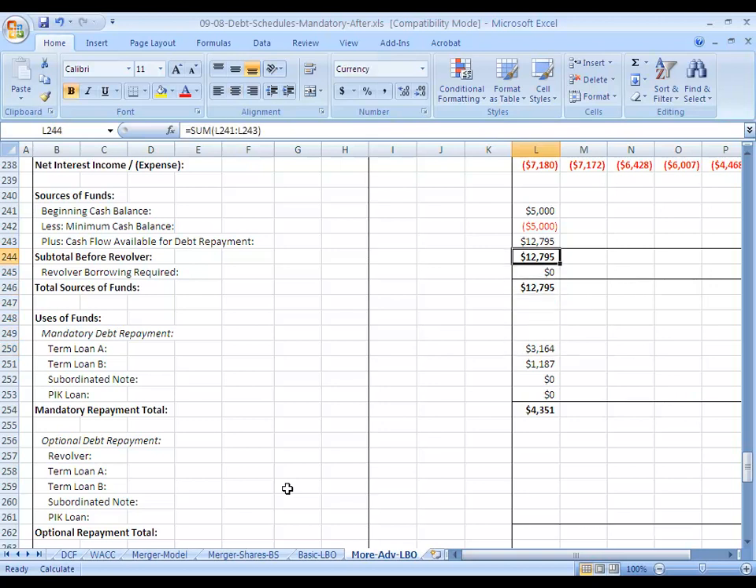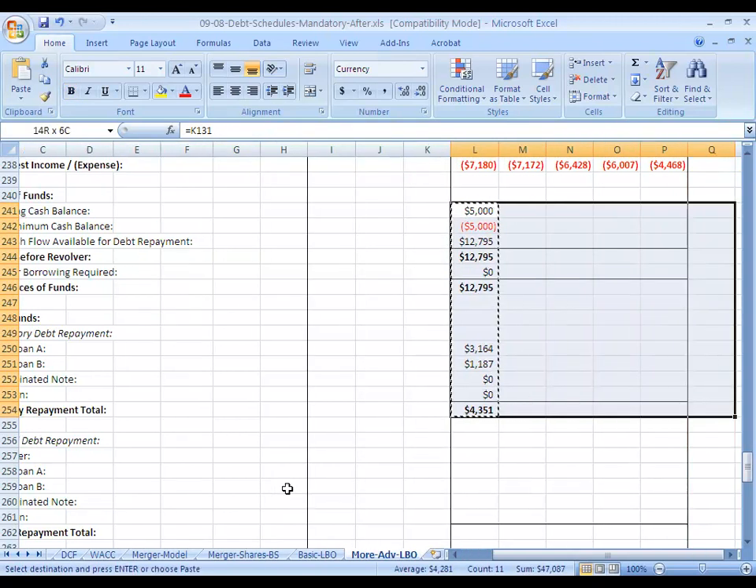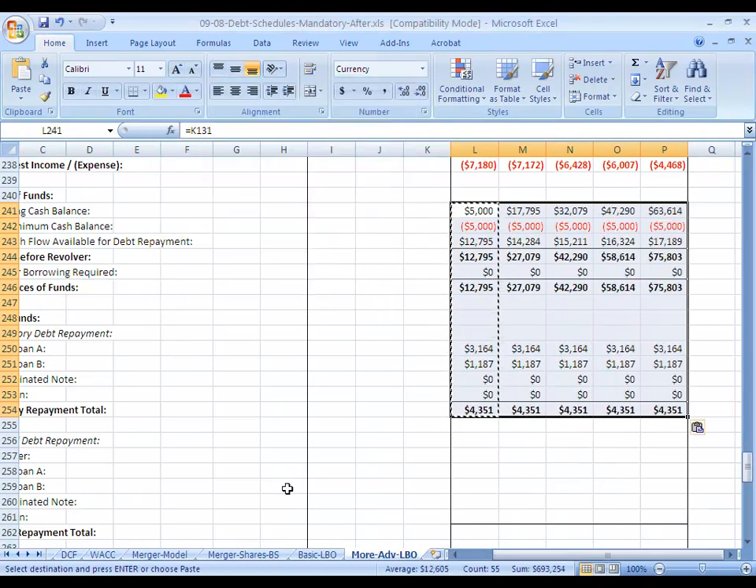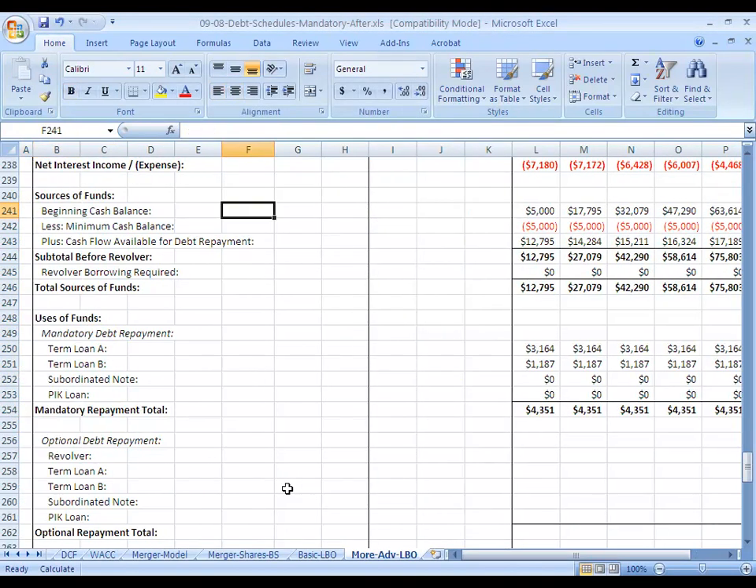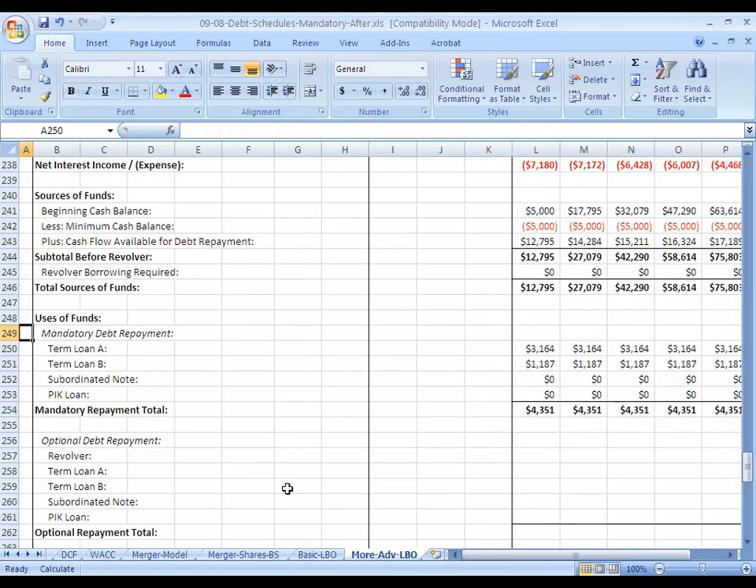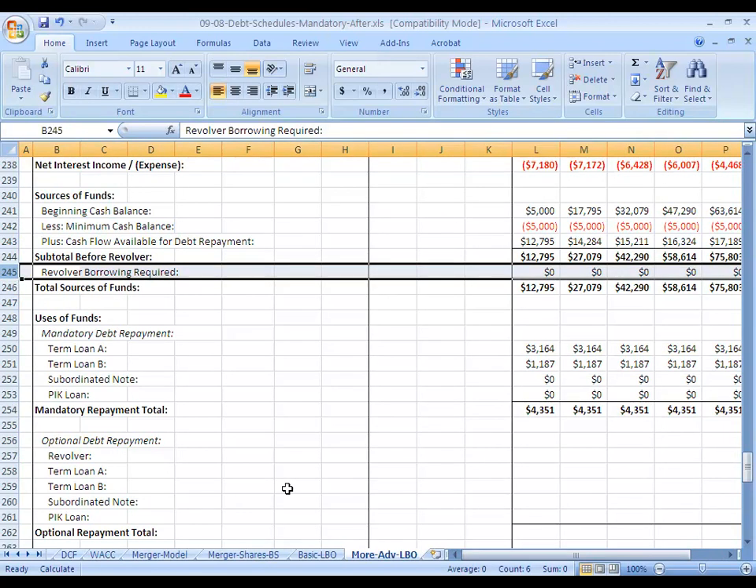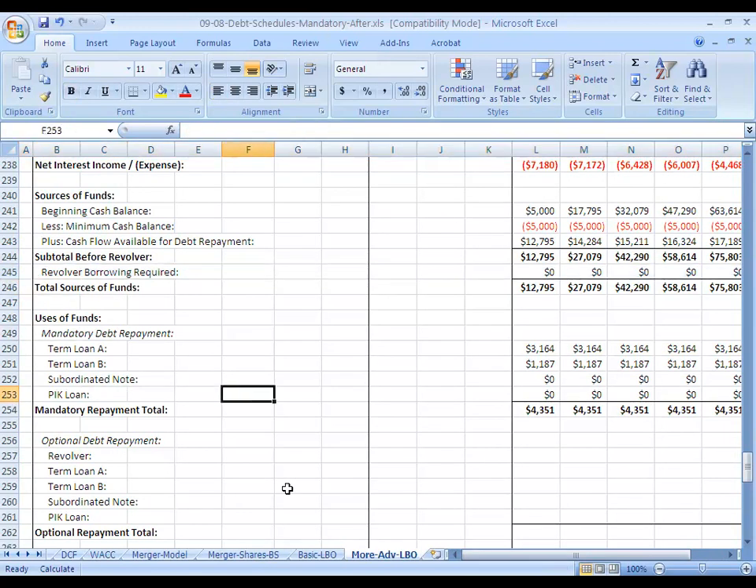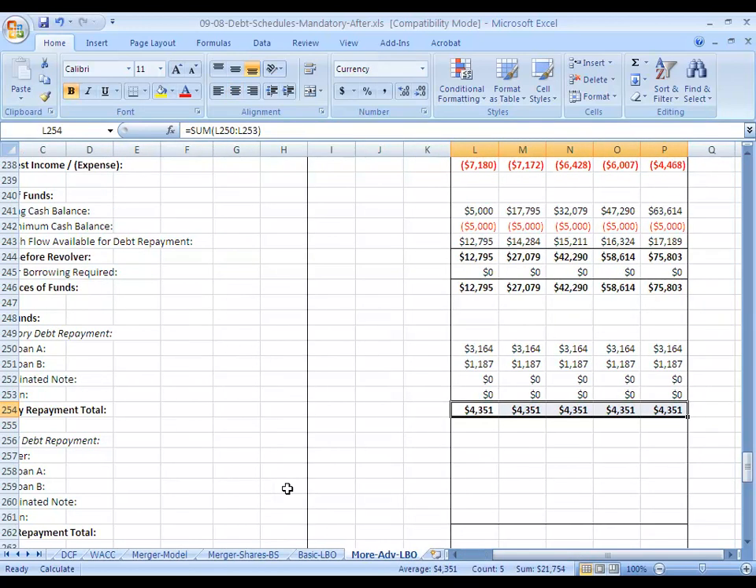But with that in place, we can now copy all these formulas across. And so we have our mandatory repayment each year being pretty much the same going all the way across. Once again, this is primarily because we have not yet taken into account the changes on the balance sheet and elsewhere in the model. So once we actually factor those in, these numbers will be changing. We see that there's no revolver borrowing required here, which is actually not unusual. Our cash flow greatly exceeds our mandatory repayment total. So it's not too unusual to see that in the context of an LBO model like this.